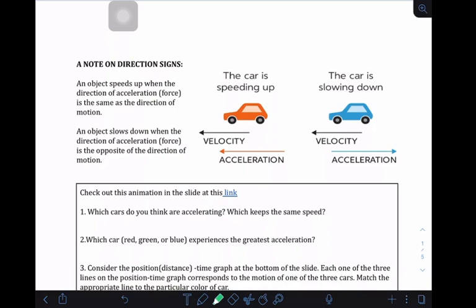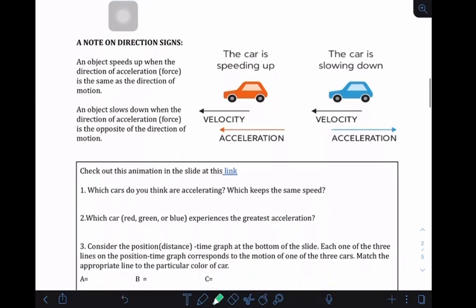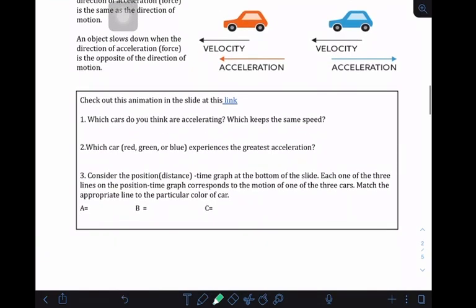In this case, the car is traveling in the same direction, but the brakes apply a force in the opposite direction, slowing the car down by again applying a negative acceleration or deceleration. There's a link here where you can observe accelerating cars and some questions to answer.